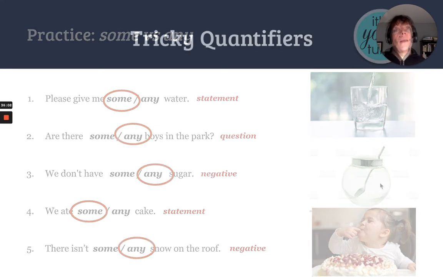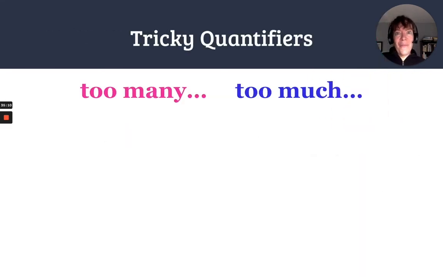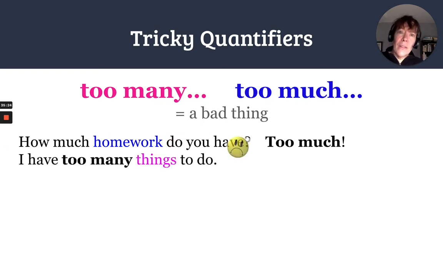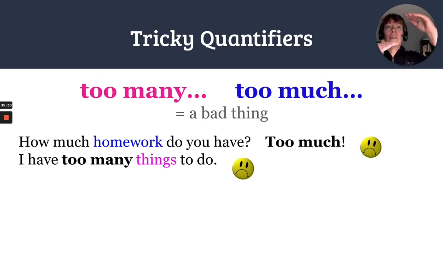Nice. Here's another tricky quantifier. Too many and too much. We use too, T-O-O, to say that something is a bad thing. How much homework do you have? Too much. I have too many things to do. These are both bad things. It means more than enough.